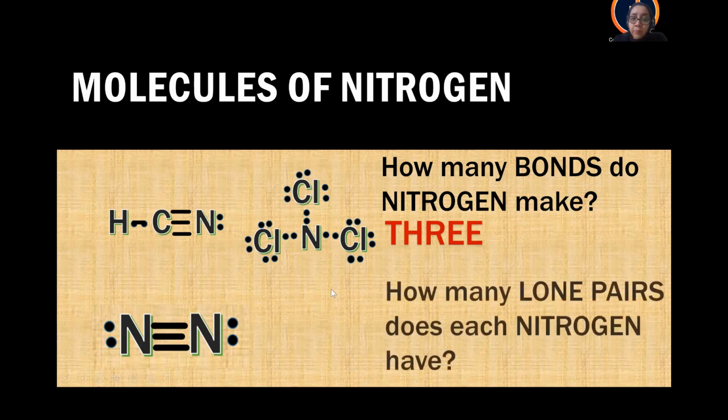Now, same question I want to repeat. How many lone pairs does each nitrogen have? Count the number of lone pairs of each nitrogen atom and write the answer in the chat. I'm sure that you have answered it correctly, and it is 1. It is clearly visible. Each nitrogen atom has only 1 lone pair of electrons. 1 lone pair means 2 electrons. But whenever I ask about lone pairs, you have to answer it as 1 lone pair of electrons.